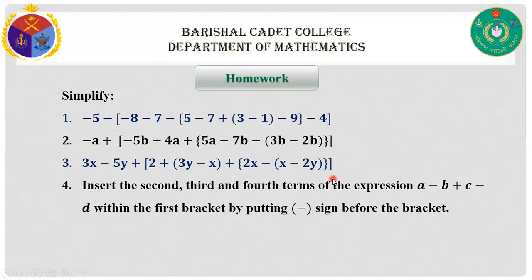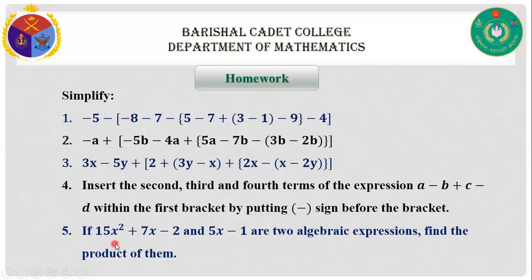And the fourth one, insert the second, third and fourth terms of the expression a minus b plus c minus d within the first bracket by putting a minus sign before the bracket, and the last one, if 15x square plus 7x minus 2 and 5x minus 1 are two algebraic expressions, find the product of them. Boys, you must do it sincerely.